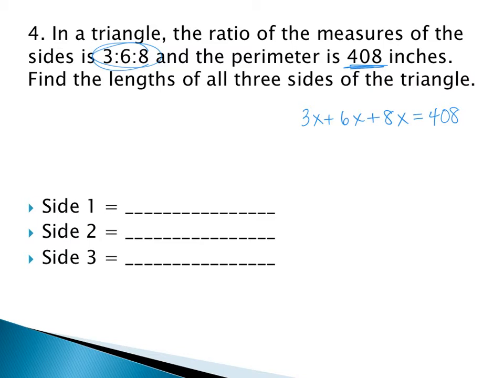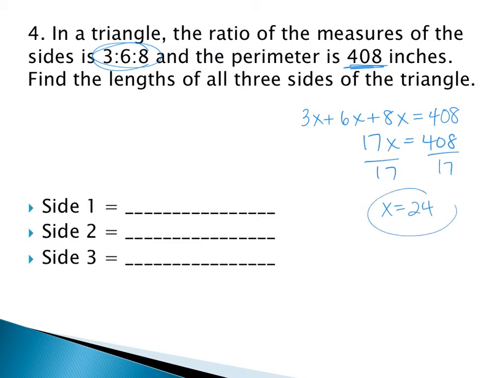If it would have said that they're angles of a triangle, then it's 180, but we have sides of the triangle. All right, add 3, 6, and 8. I believe you get 17x equals 408. Divide by 17. And 408 divided by 17, if you type it in your calculator, you should get 24.